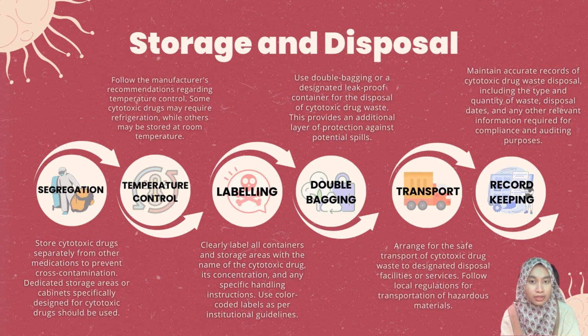Next, make sure to tag all your containers and storage pots with the name of the cytotoxic drug, its potency, and any special handling tips. Plus, don't forget to jazz it up with some funky color-coded labels to match the rules of the house. To dodge any potential spills, try double bagging or use a designated leak-proof container when throwing away cytotoxic drug waste. It's like adding an extra shield of defense.